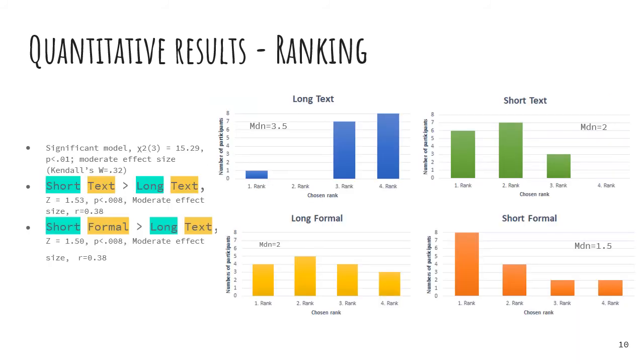On the other hand, we also had the ranking results, which showed here in green that the short text was preferred over the long text, which means more participants put the short text on the first and the second rank compared to the long text, and also the short formal version was preferred over the long text.